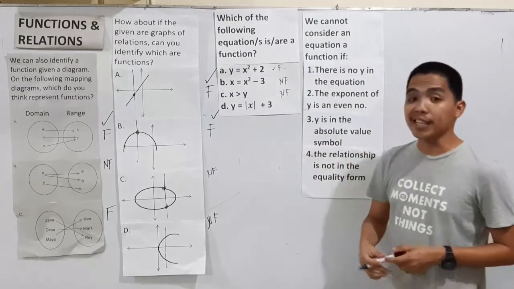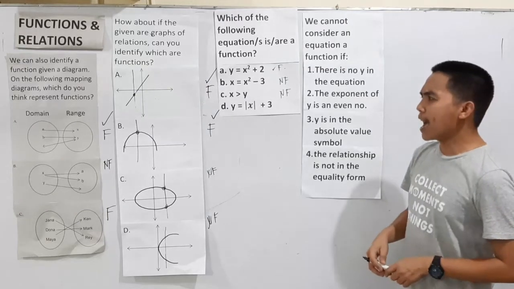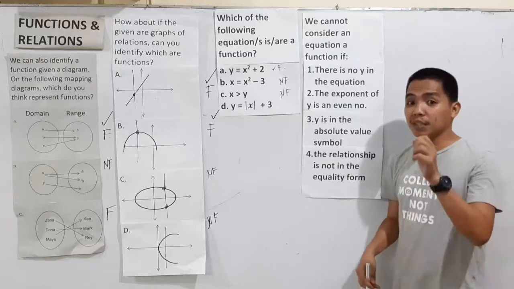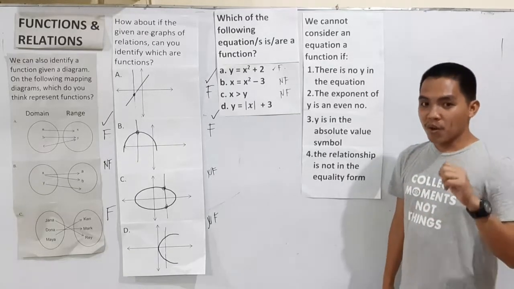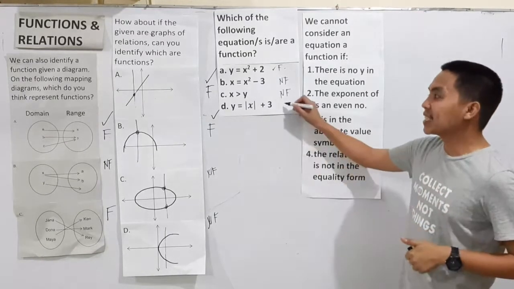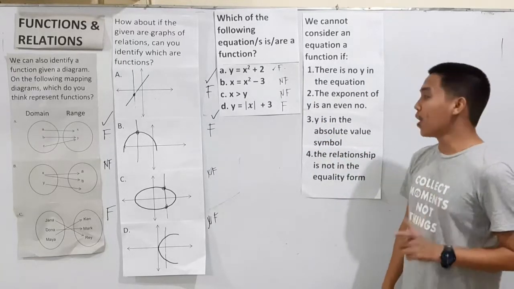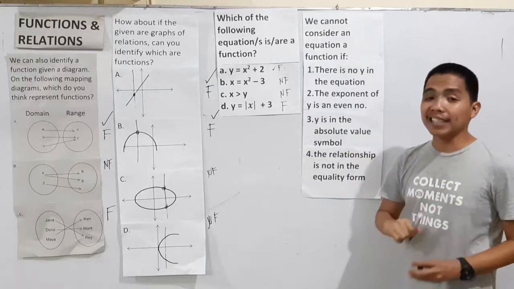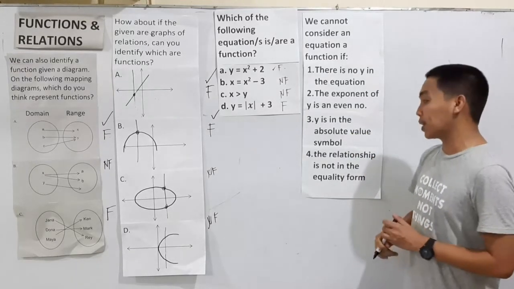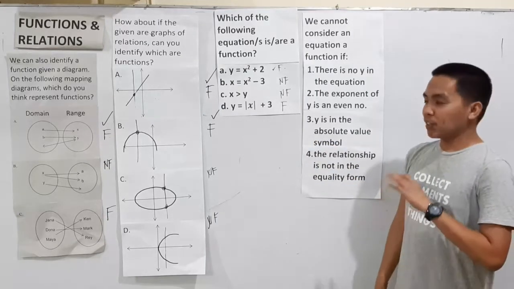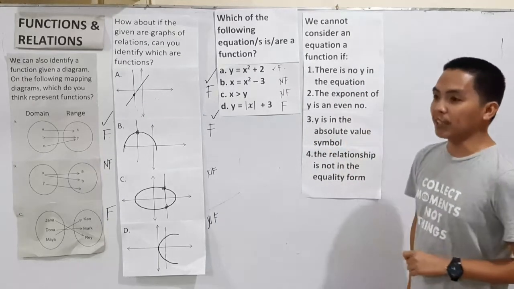How about letter D? y equals absolute value of x plus 3. Is this a function or not? Okay, this is a function. But there's an absolute value, sir. No, it says here if y is in the absolute value form or symbol. Since x is in the absolute value, therefore, this equation is a function.